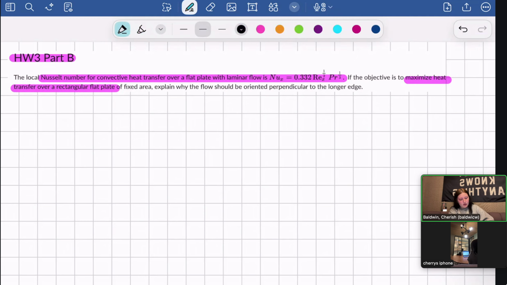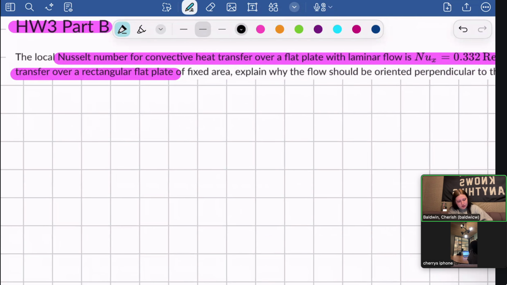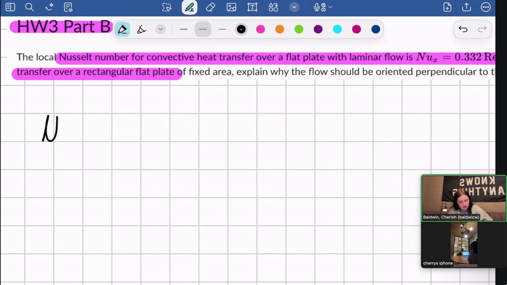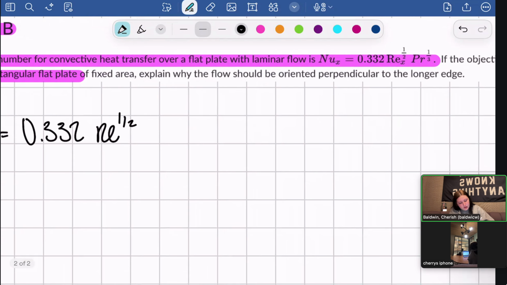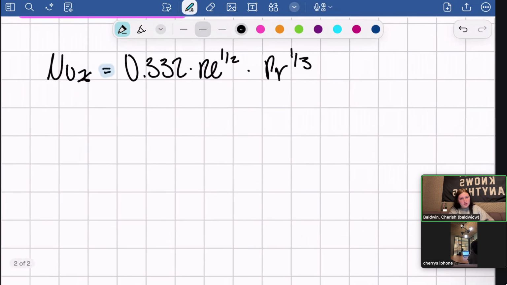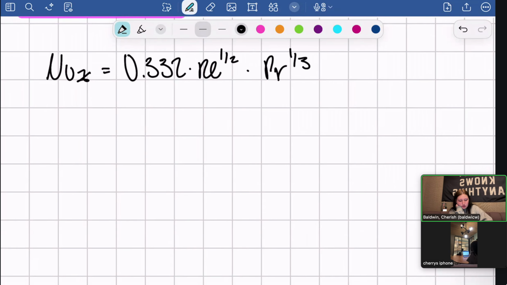So the equation, let's rewrite it. It's the Nusselt number in the x direction. We're only thinking about this in the x direction. Nu_x = 0.332 times Reynolds number to the 1/2 times Prandtl number to the 1/3.